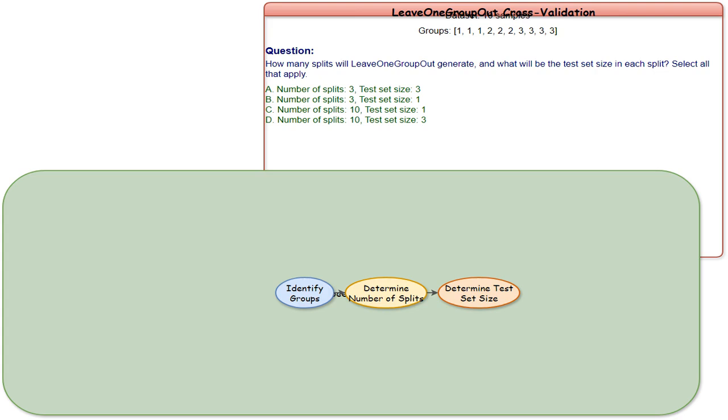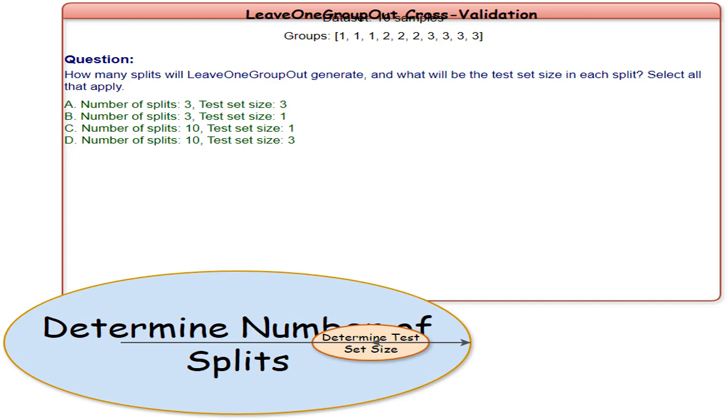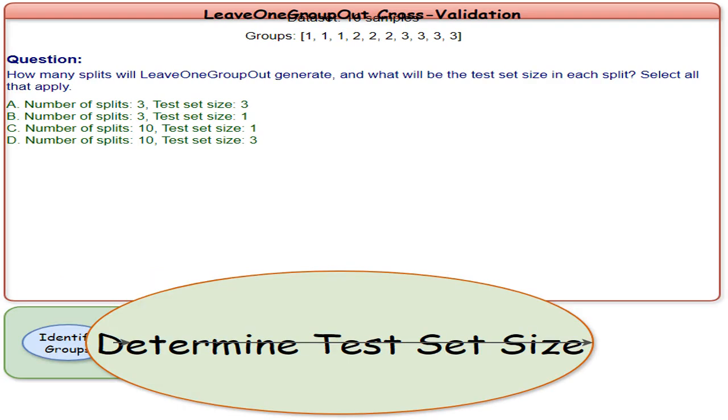Since LeaveOneGroupOut creates a separate split for each unique group, I determine that I'll have 3 splits, 1 for each of the 3 groups. That's it. In each split, the test set consists of the entire group left out. So, the first split's test set has 3 samples. The second split's test set has 3 samples. And the third split's test set has 4 samples.